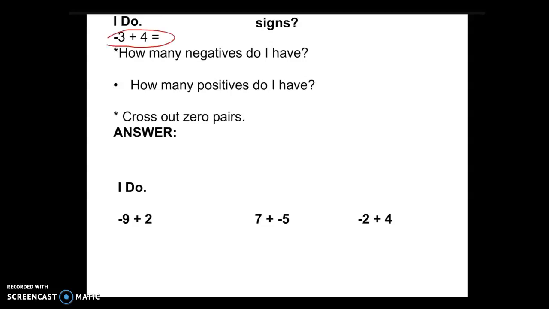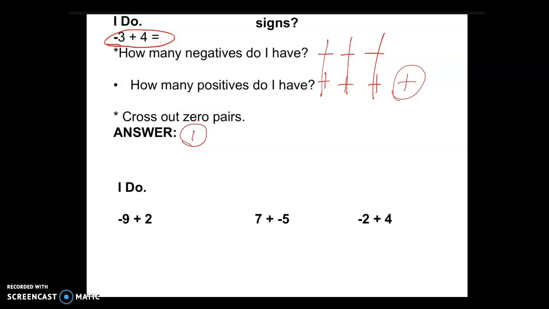So we need to think about this in terms of negatives. How many negatives do I have? Well, we have 3 negatives. How many positives do I have? So we have 4 positives. We're now going to cross out our 0 pair. So that's any positive matching up with a negative. So I'm left with 1 positive. So my answer is +1.